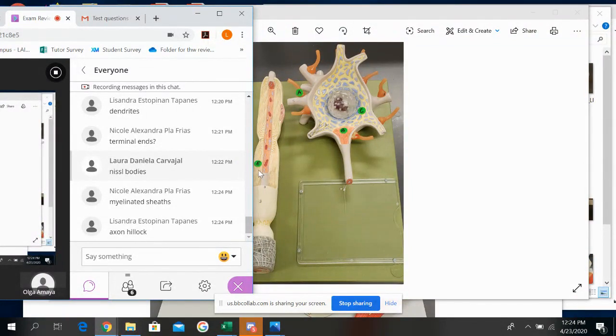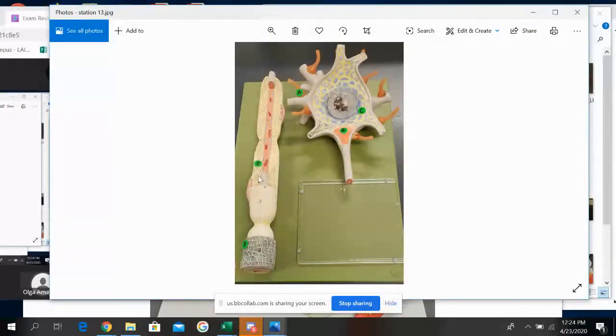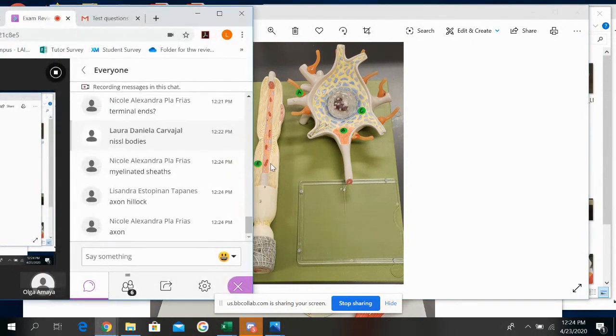Okay, so E is the myelin sheaths. Yes, very good. B is the axon hillock. So E, myelin sheaths. B, axon hillock. Here inside we have mitochondria, and then in between two myelin sheaths we have something that's called... so this is the axon.